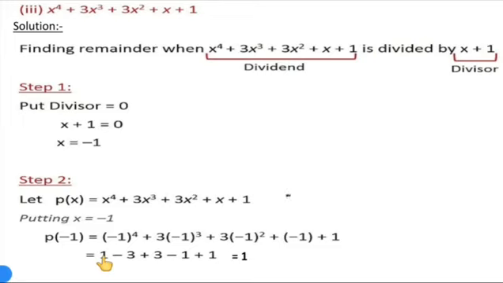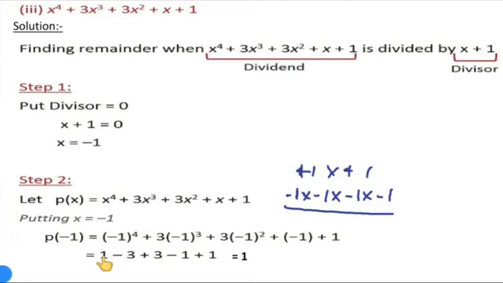So minus 1 into minus 1 into minus 1 into minus 1. So we are going to multiply minus 1 four times. Minus 1 into minus 1 we get plus 1, and similarly minus 1 into minus 1 we get plus 1. So plus 1 into plus 1 we get plus 1 here.